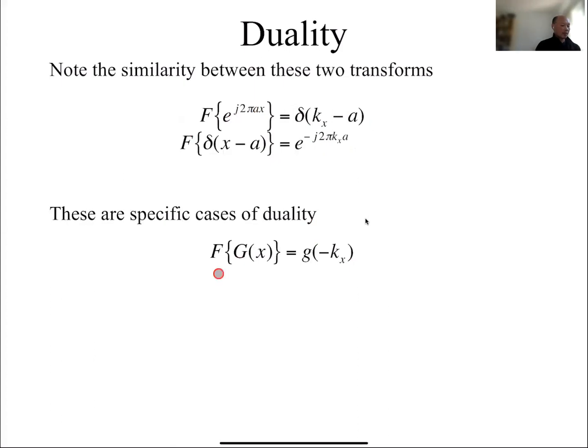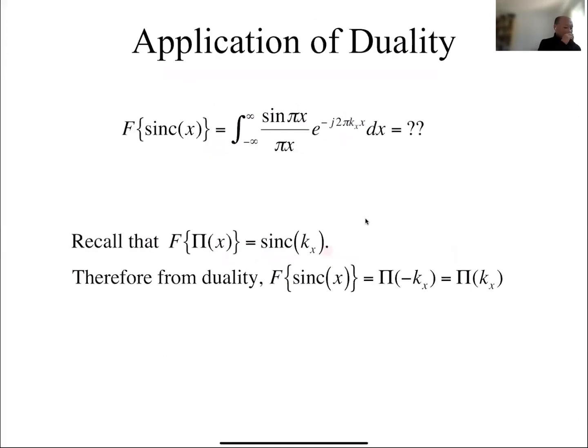So the actual general case of duality is that the Fourier transform of some function g of x is equal to g of minus kx, okay? So essentially you guess, but then you just change the sign of kx and you'll get the right answer. The most important case of this is: what's the Fourier transform of sinc of x? You could write out the integral of sine of pi x over pi x, e to the minus j 2 pi kx x dx, and ask what that equals. You could probably go back to your calculus and figure this out, but it would take a while, because you'd have to figure out which technique of calculus to use and then apply that technique.